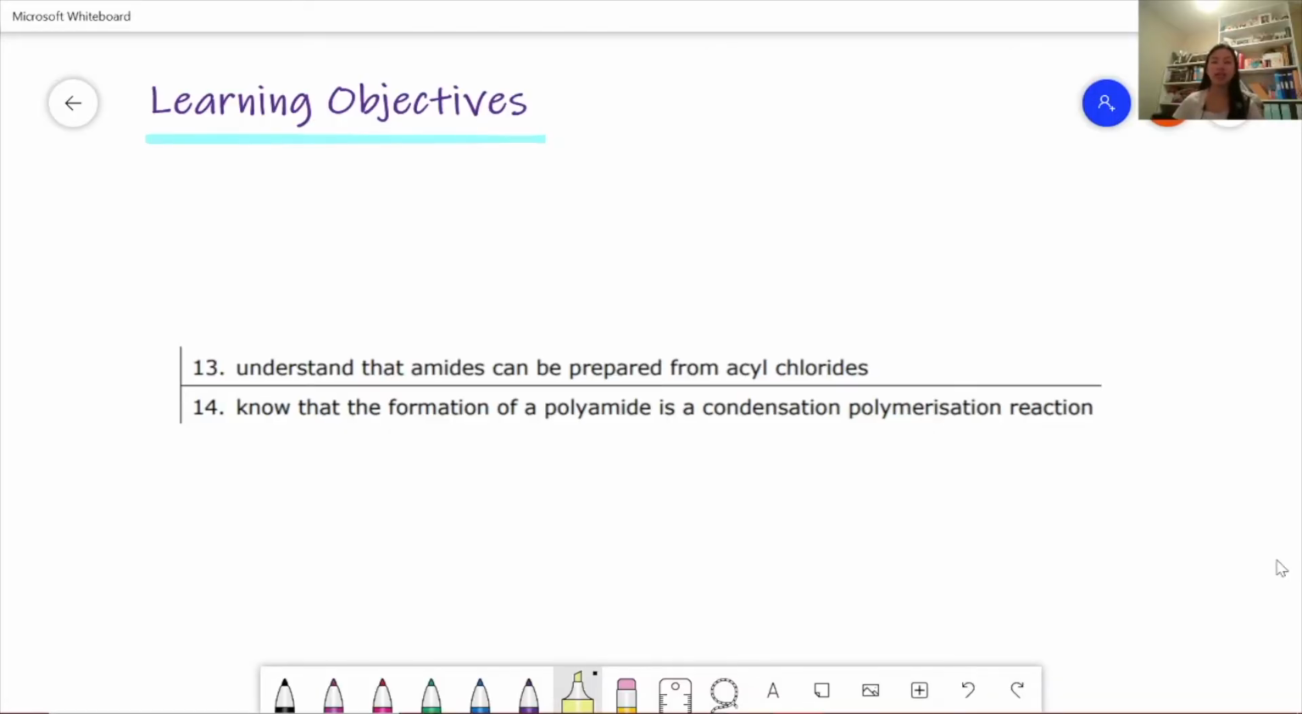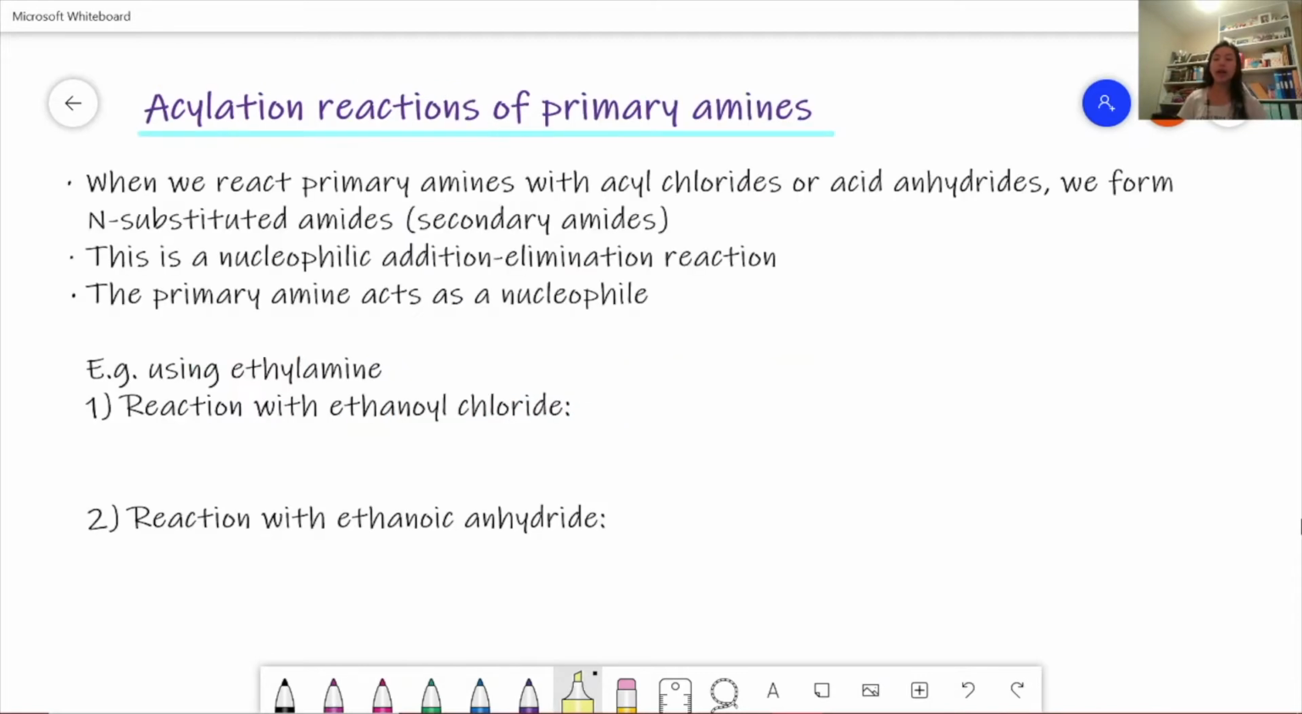Today's learning objectives are to firstly understand that amides can be prepared from acyl chlorides and know that the formation of a polyamide is a condensation polymerisation reaction. Now we're going to look at acylation reactions of primary amines. We've actually already seen this reaction before in the acylation chapter, but I'm just going to quickly revisit it.